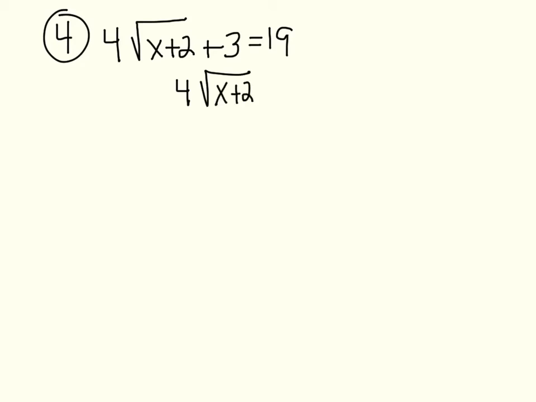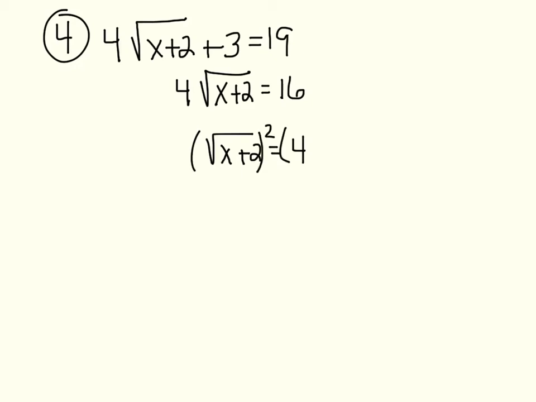Example number 4. 4 times the square root of x plus 2, plus 3 equals 19. First step is subtract 3 on both sides. So we're going to get 4 times the square root of x plus 2 equals 16. Remember, we want to get the square root by itself. We now divide each side by 4. That gives us the square root of x plus 2 equals 4.